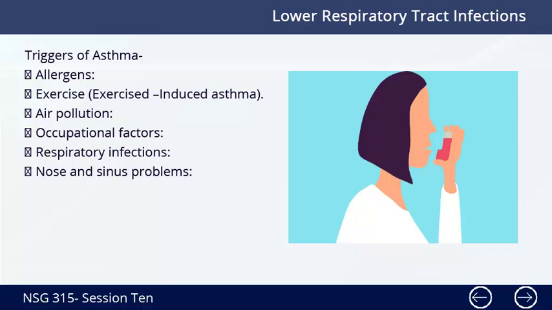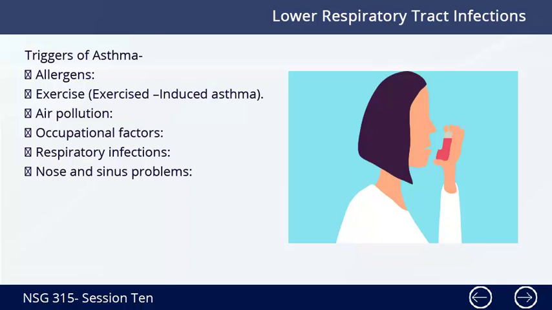Air pollution, for example cigarette and wood smoke, vehicular exhaust, elevated ozone level, sulfur dioxide, and nitrogen dioxide. Occupational factors, for example wood and vegetable dust, that is flour, pharmaceutical agents, laundry detergent, animal and insect dust, secretions, etc.